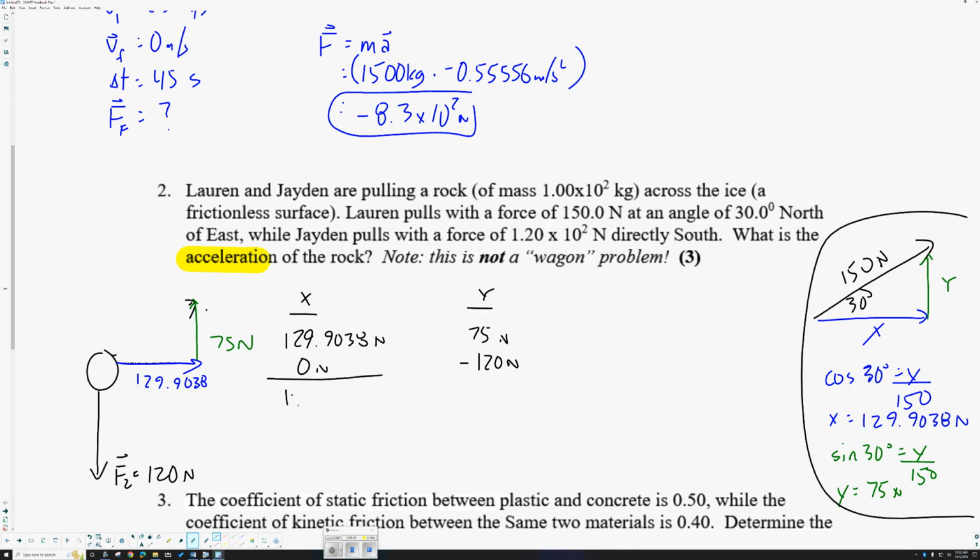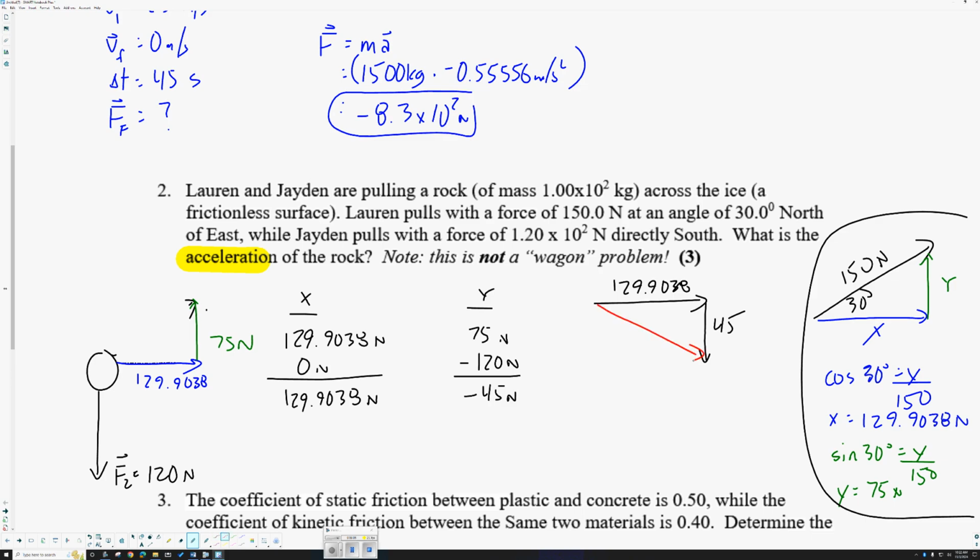We add these up: 129.9038 newtons, and these ones gives me negative 45 newtons. And then we got to just redraw that triangle now. Let's get a right angle triangle. That's the goal, right? Get a right angle triangle. So we get 129.9038, and then the Y component is 45 down, negative 45 or 45 down.